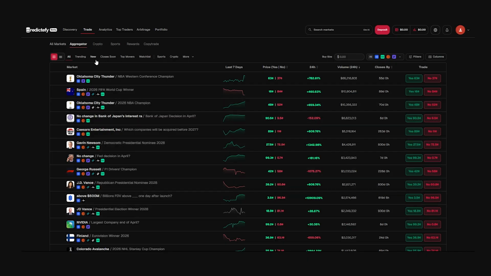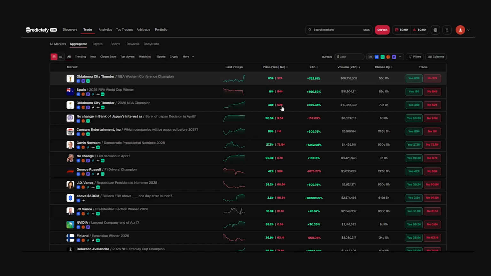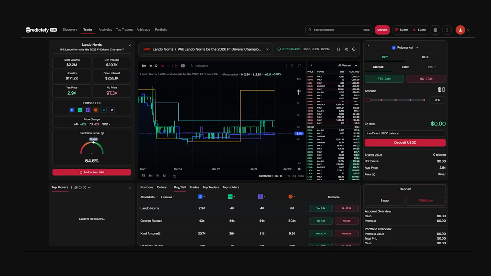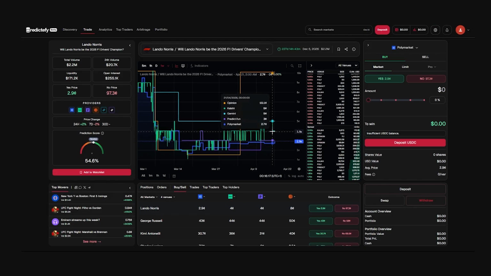Now, ultimately, what you want to do after you go to Predictify is go over to Trade and then head over to the aggregator tool. Now, the aggregator, these guys have, I believe, seven different prediction markets aggregated. But ultimately, you're able to directly compare prices and order books and find arbitrage opportunities. For example, in this Formula 1 market, you can see that the price on Polymarket is significantly lower than some other prediction markets for Lando Norris to win the F1 Drivers' Championship.